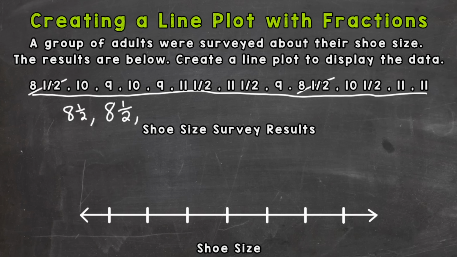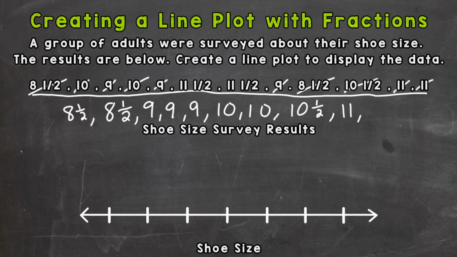So next, it looks like 9. So we have 1, 2, 3 9s. Next would be 9.5, which it doesn't look like we have any. So we would jump up to 10, and we have 1, 2, and that looks like it for 10, so 2 10s here. And then 10.5, which we have 1 here. Then 11, which we have 1, 2. And then 11.5, we have 1, 2 for that as well.